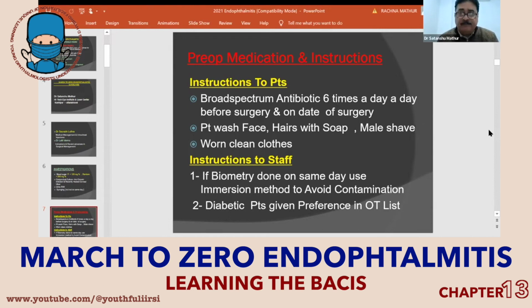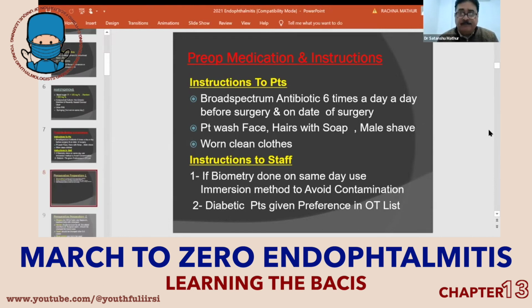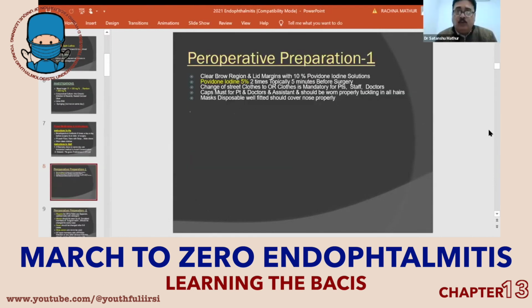Preoperative preparation is very important. Iodine 5% 2 times topically 5 minutes before surgery. It is good even if you have not used antibiotics 1 day before. So iodine 5% 2 times is very important before surgery. We should clean all the brow region and lid margin with 10% iodine solution, and we should change our clothes. Everything should be changed, that is, street clothes.